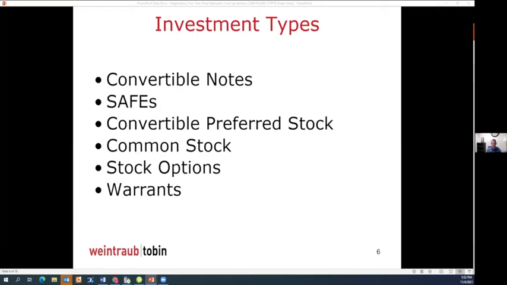And from a warrant standpoint, rarely will I see that used outside of advisors or investors, but usually you will only see that in some type of investor agreement.